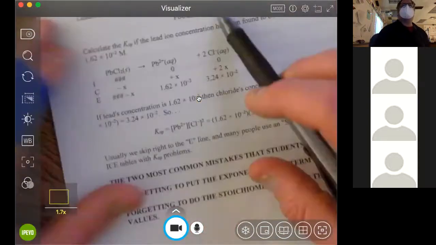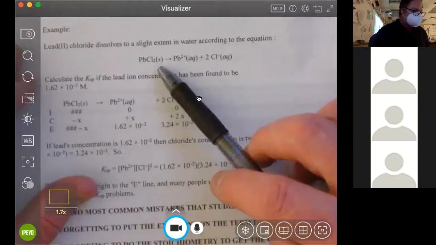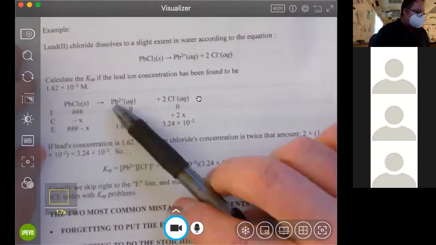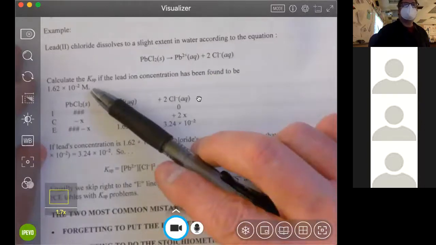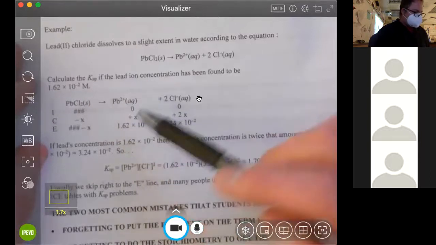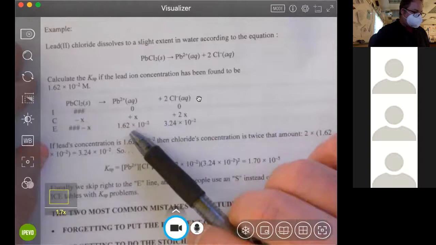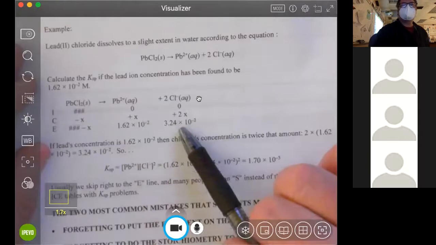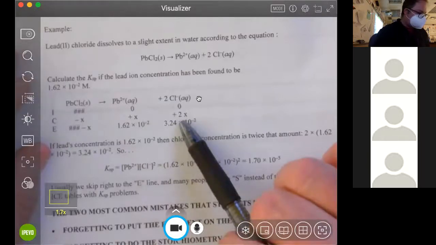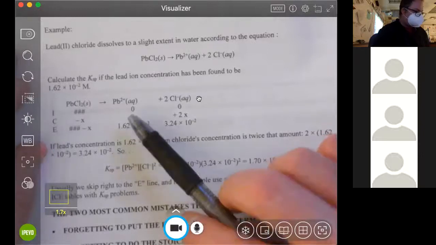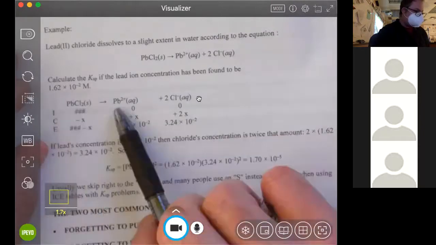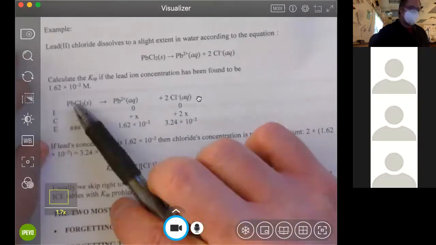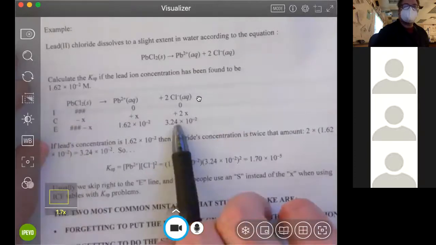Here's another breakdown of a problem. This is lead 2 chloride, and it's breaking down into lead and 2 chlorines. They gave you the concentration of the lead ion. If they gave you the concentration of the chloride ion, then that is 2x, right? So you would have to divide that by 2 to get the lead ion. Since every 1 mole of this makes 1 mole of lead and 2 moles of chloride, to find the actual molar solubility of the solid, if they gave you the chloride ion, you'd have to divide it by 2.